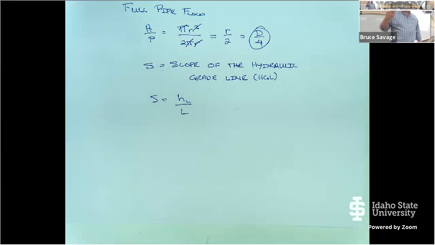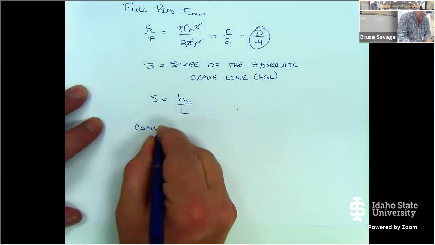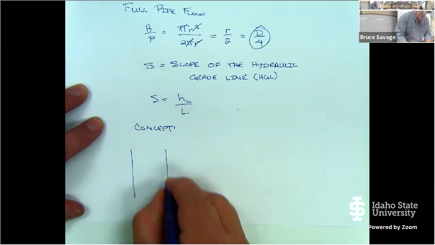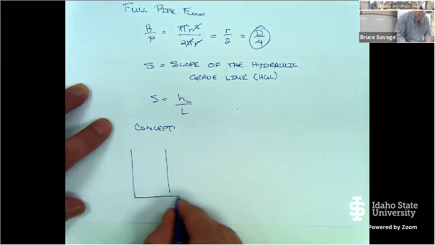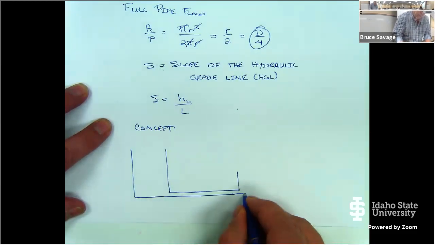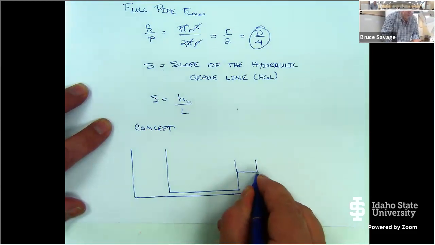But what happens if I want to find the velocity in my pipe and I know the head loss? So let's look at a simple example or a concept. Okay, if I have one tank supplying a smaller tank.